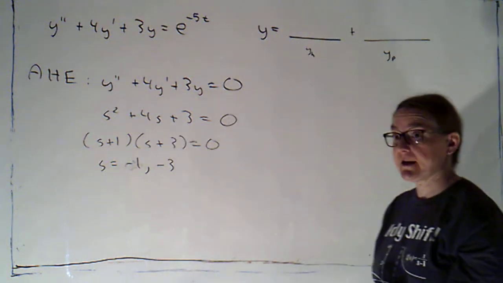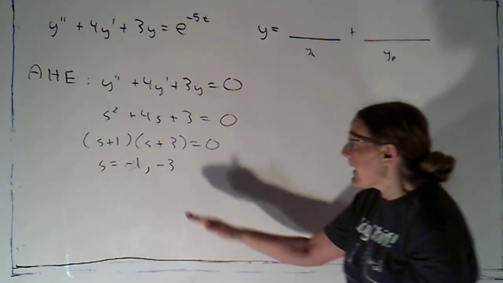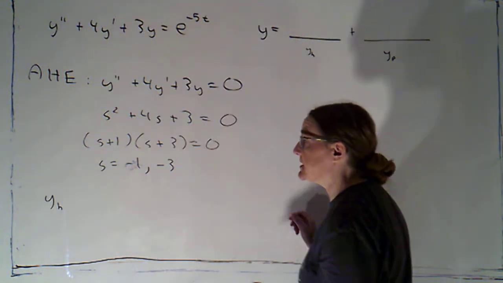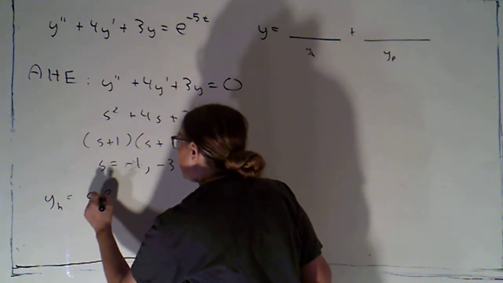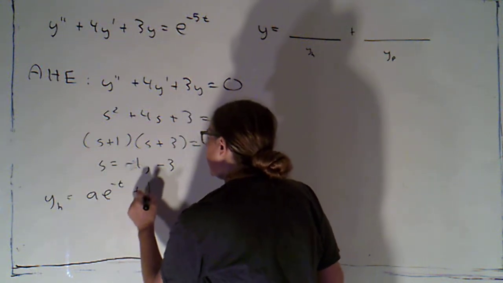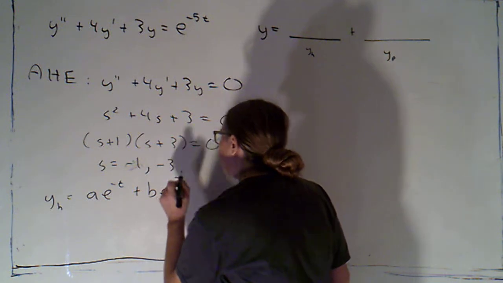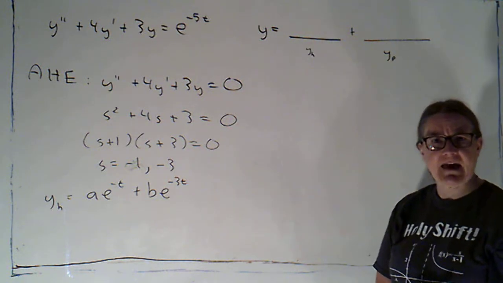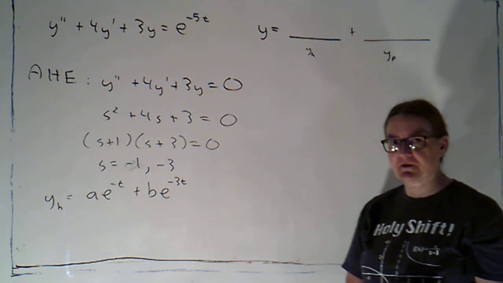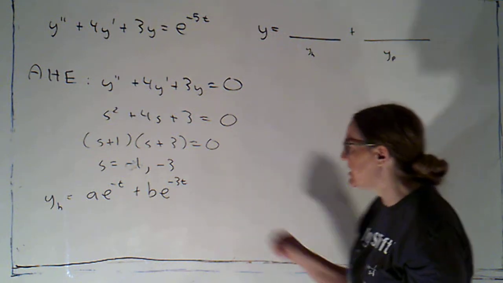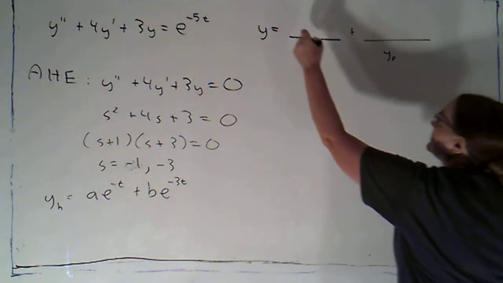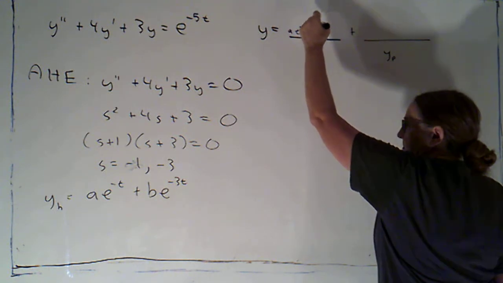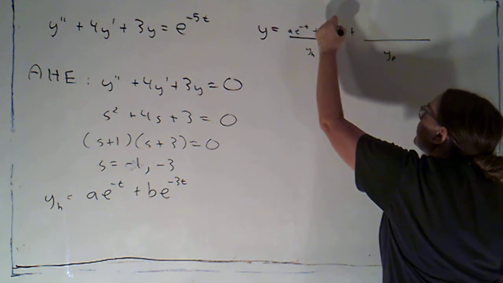Now, that tells me that my solutions to the associated homogeneous system are just a copies of e to the negative t plus b copies of e to the negative 3t. So very, very quick to get that. Not quite as quick as with the first order scenario where we could just do it by inspection, but pretty fast. So a and b here are my arbitrary constants. So I'm going to have a e to the negative t plus b e to the negative 3t.